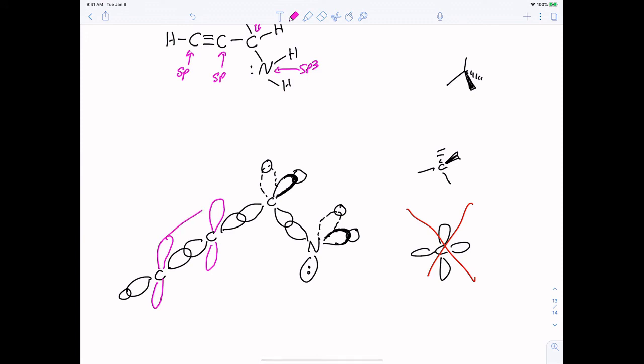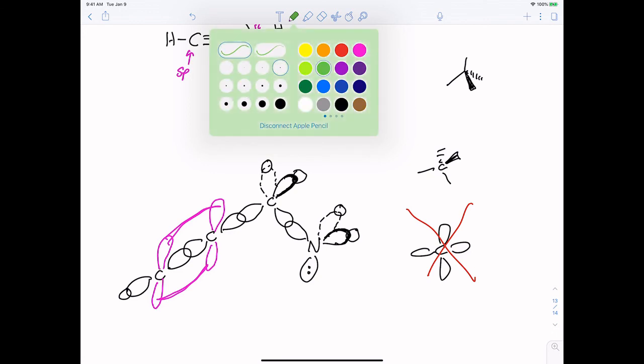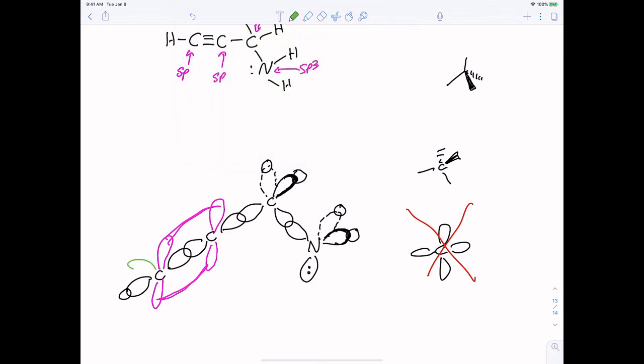and then those guys are going to overlap to form a pi bond. And then let's use green. I'm going to draw these offset the other way to show that they're perpendicular. And then they're going to overlap to form another pi bond. Remember, if I have a triple bond, I have one sigma and two pi. So labeling our bonds, this is a sigma, sigma, sigma, sigma, sigma, sigma, sigma, and sigma. And then I have two pi bonds, the green one and the pink one.